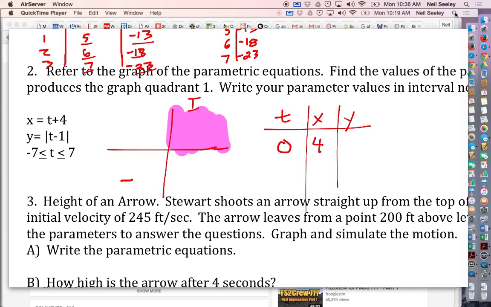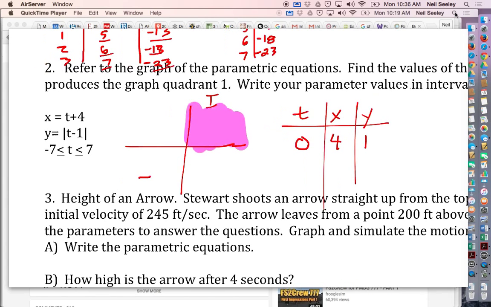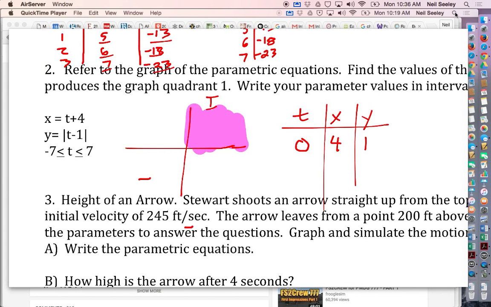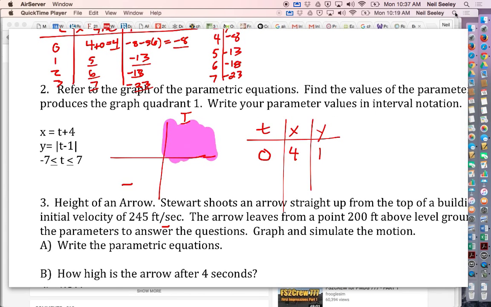4, 1. And I could have done that without actually using the table, right? Because I could have put 0 in both of those. It would have been pretty easy. But yeah, so anyhow, 4, 1 at time 0, which means over 4, up 1. You are definitely in quadrant 1 at that time.